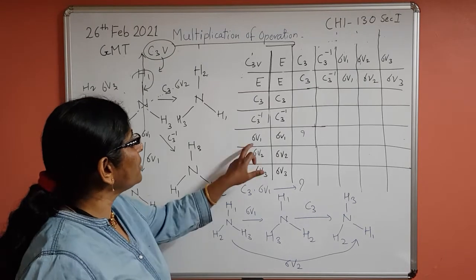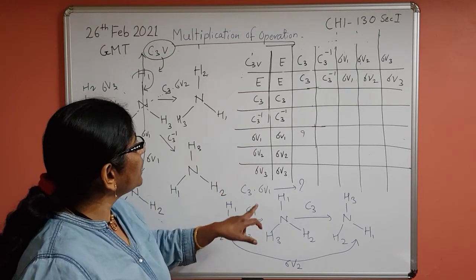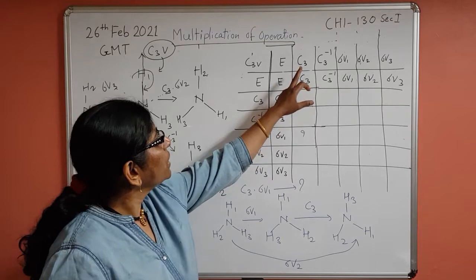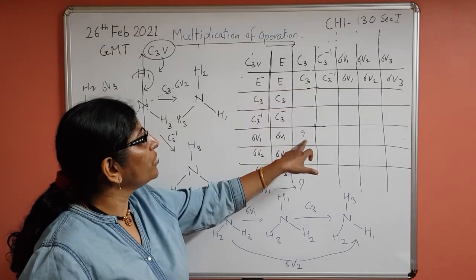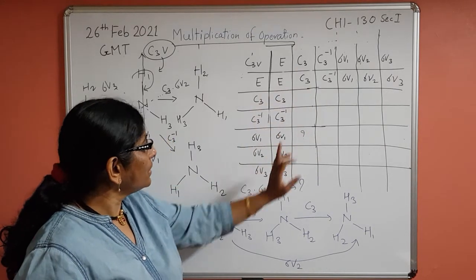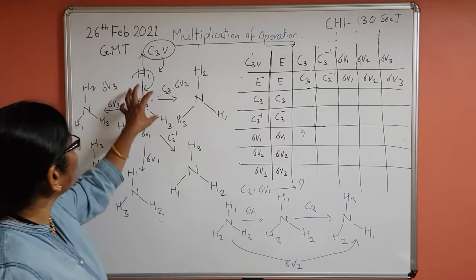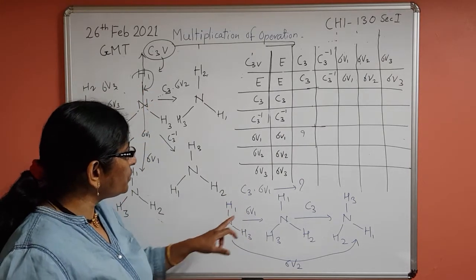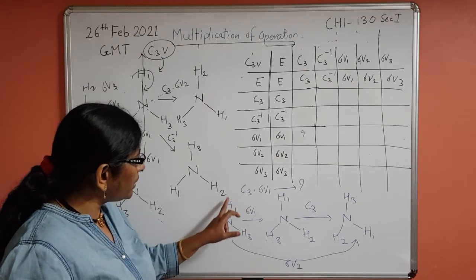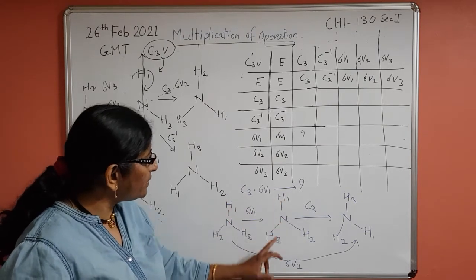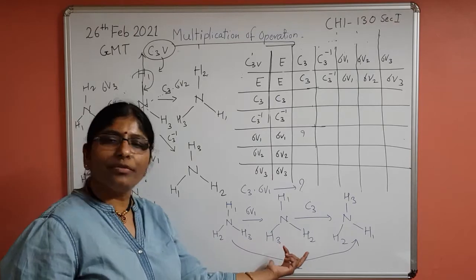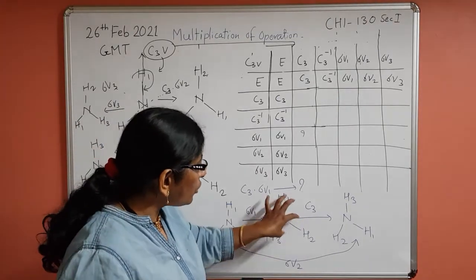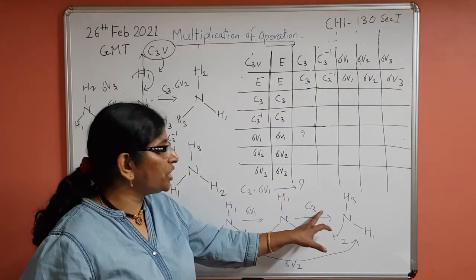For example, sigma V1 into C3. If we want to get the answer, first we'll write the initial molecule over here. Okay, H1 3 2, 1 3 2, sigma V1. So this H1 and N will remain as it is, and these 2 will exchange. So this is the first sigma V1 operation. Then on this molecule we have to perform the C3 operation.